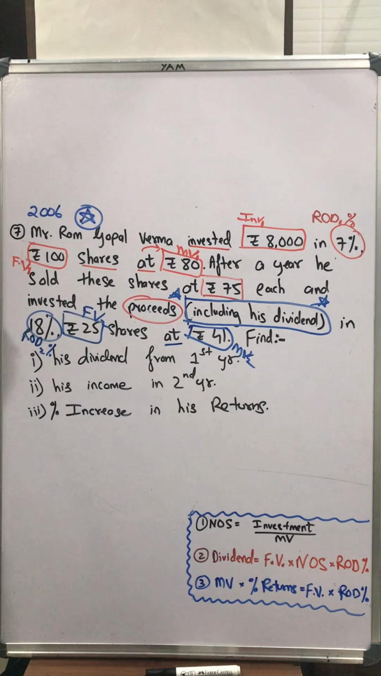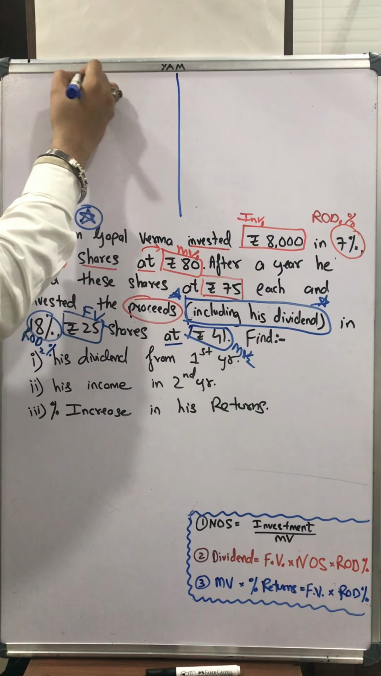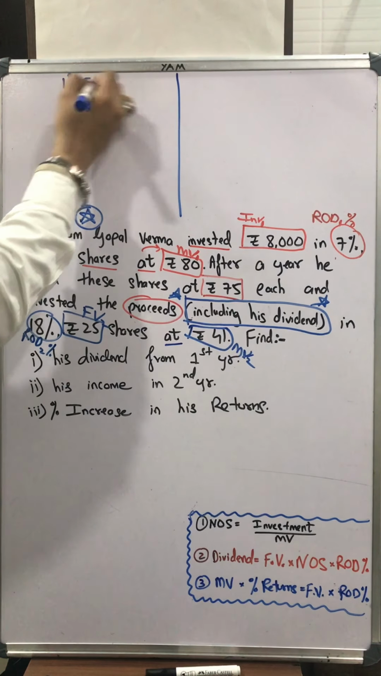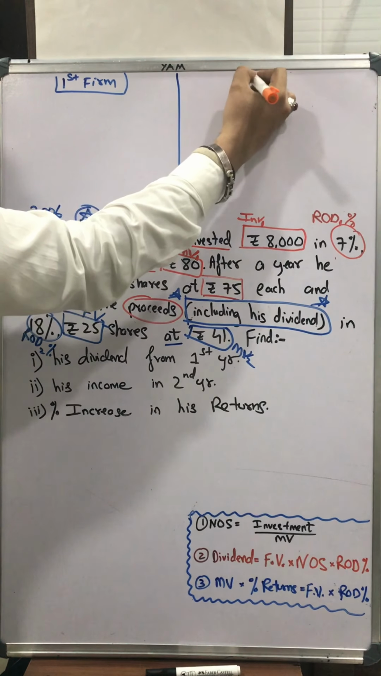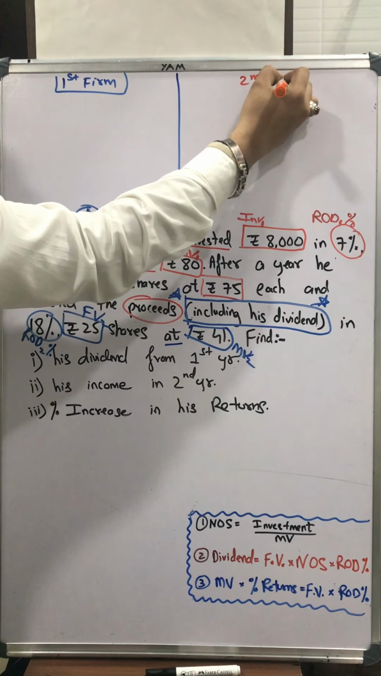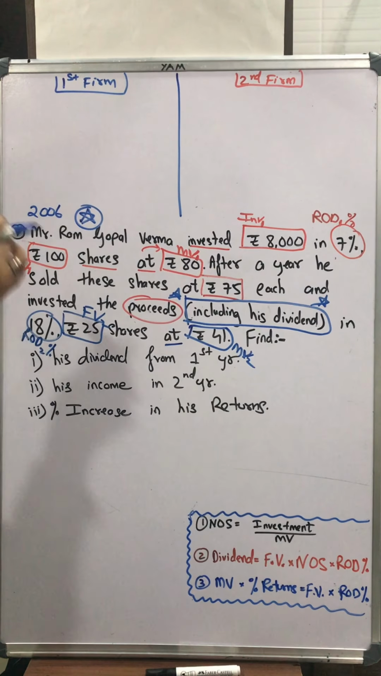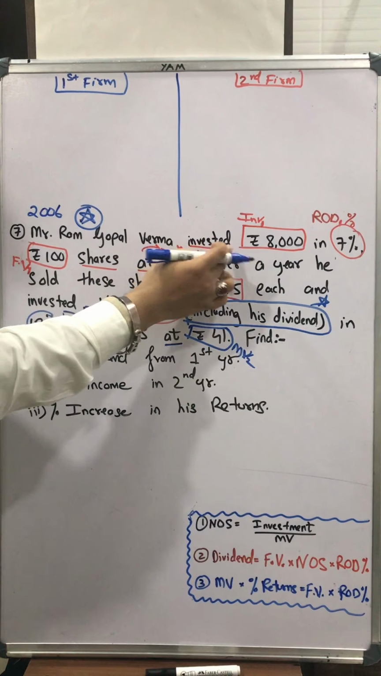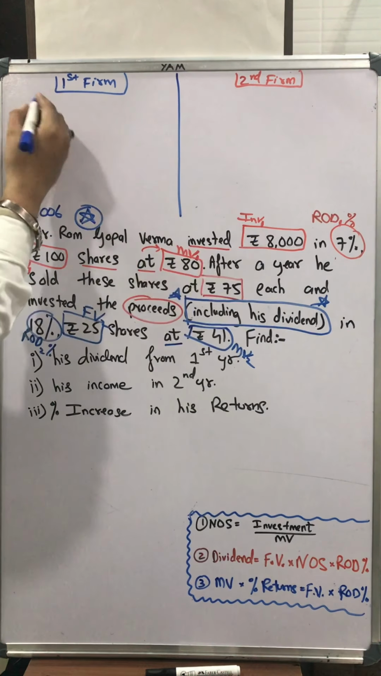It is very important to write the data. Okay, I'll write here first firm. Always you have to bifurcate your data like this. Second firm. Okay, for the first firm, let's quickly write the data. Mr. Ram Gopal Verma invested. So sum invested in the first firm is rupees 8,000 given to us.